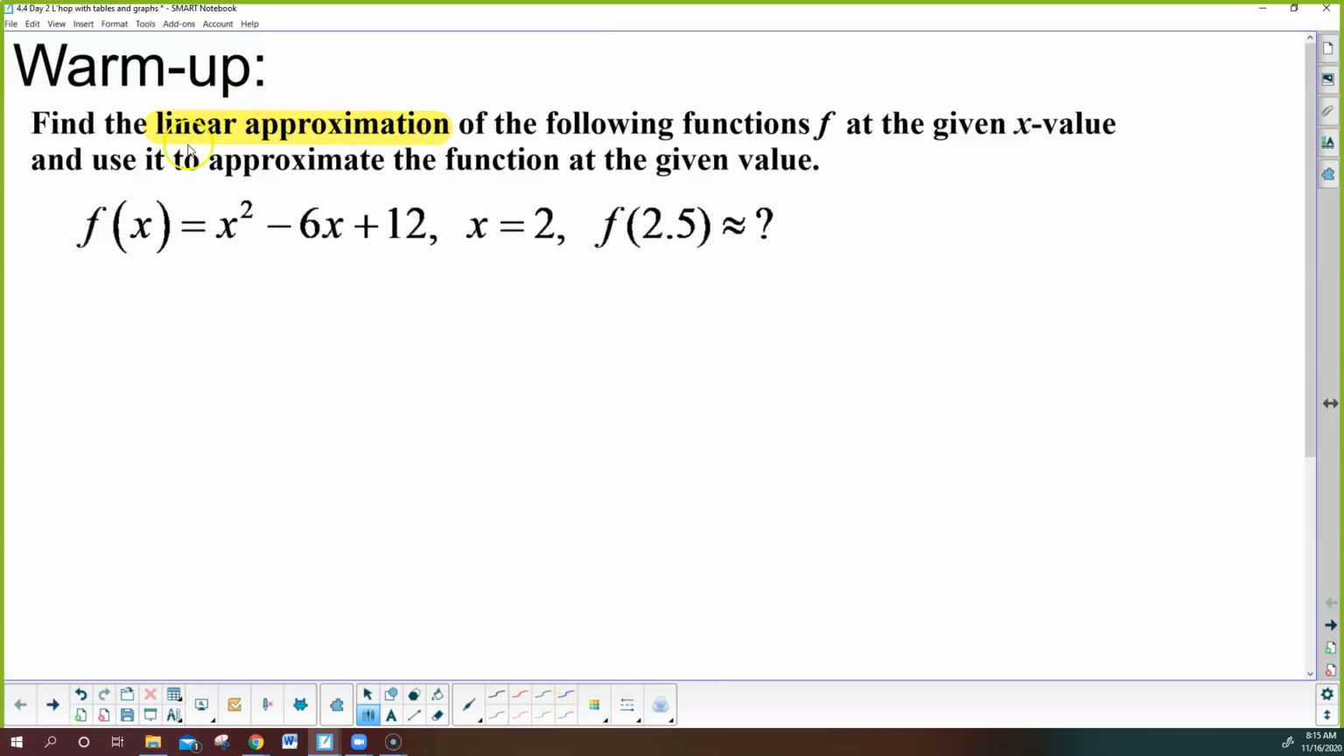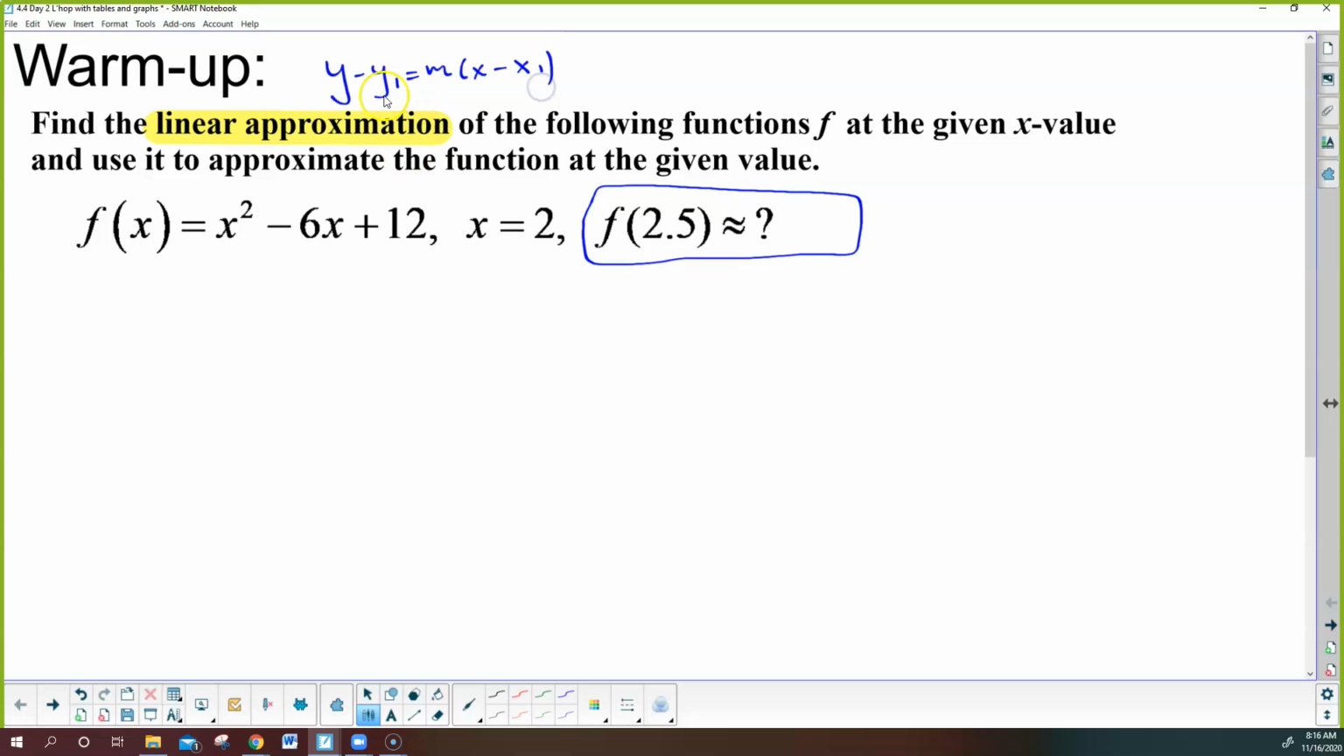Okay, so if we take a look at this problem here, it says find the linear approximation of the following function f at the x value and use it to approximate the function. So I'm looking for an answer of what is f of 2.5. Now, if I had a calculator, I could plug in 2.5 into these two pieces and then figure out the answer, and that would give me the exact value. But they're asking us to use the linear approximation, which is the tangent line.